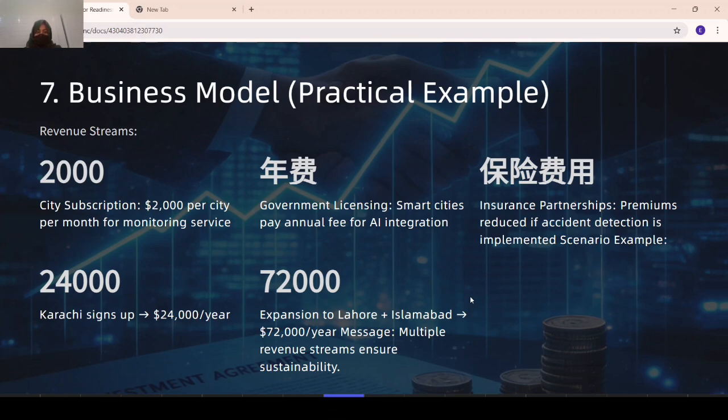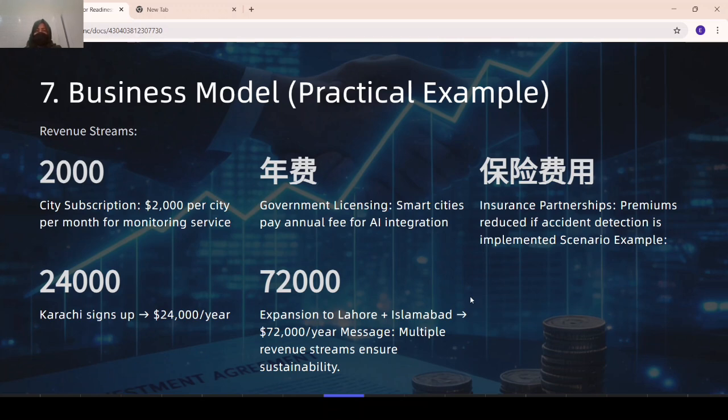So if you see the revenue streams: $2,000 per city per month for the monitoring device subscription. Government licensing means smart cities pay an annual fee for AI integration. Insurance partnership: premiums are reduced if accident detection is implemented. For example, if Karachi signs up, that is $24,000 per year, and with expansion to Lahore and Islamabad, it is $72,000 a year. Massive. Multiple revenue streams ensure sustainability.